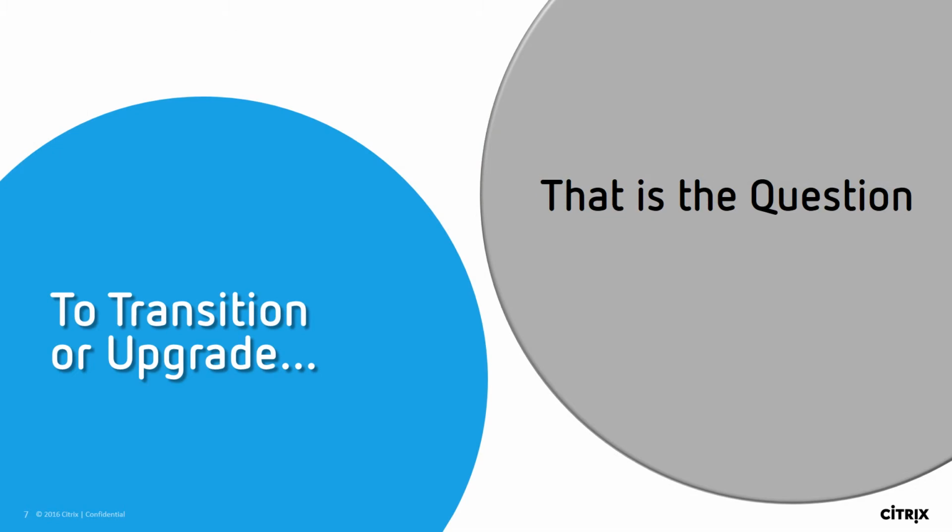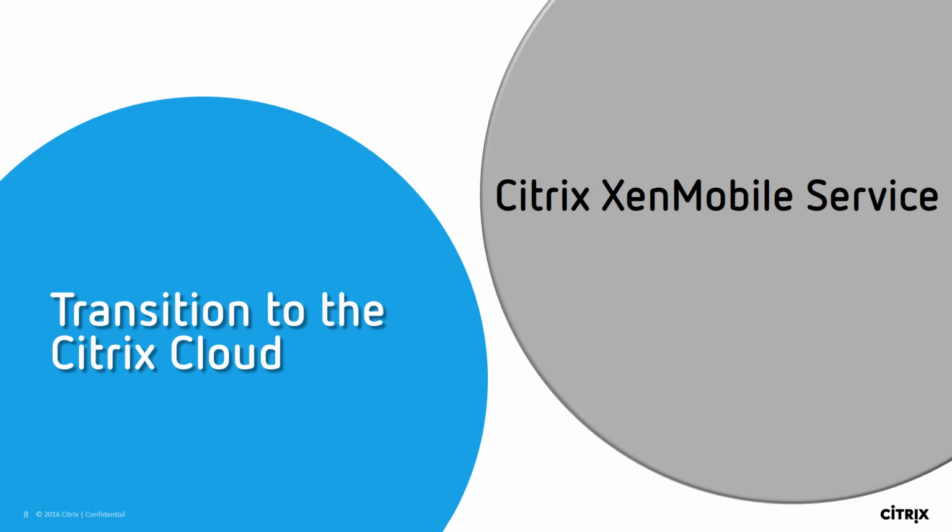Now that you've seen some of what you get in XenMobile 10, let's talk about your deployment choices, transitioning to the cloud or upgrading your on-premises software. First, we will look at transitioning to the Citrix Cloud with XenMobile Service.